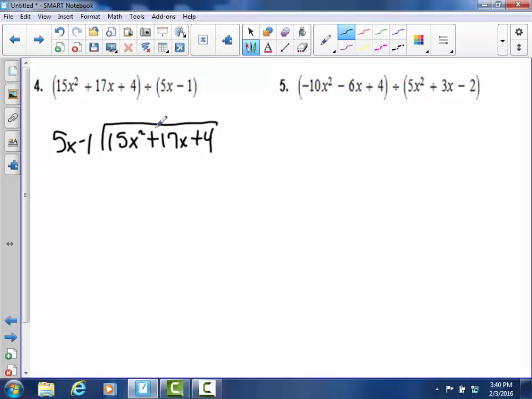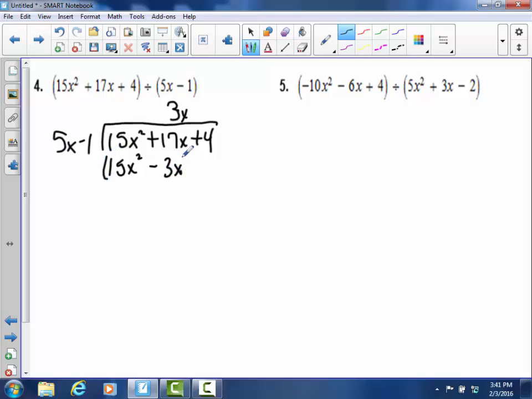Well, 5 times 3 is 15. So right here over the second term, because I've got two terms, I'm going to go two terms over, and I'm going to put 3. So 3 times 5 is 15. Okay. Oh, but I need it to be x squared, so I'm going to need to put an x here, because x times x will give me x squared. Okay. And then 3x times negative 1 is negative 3x.